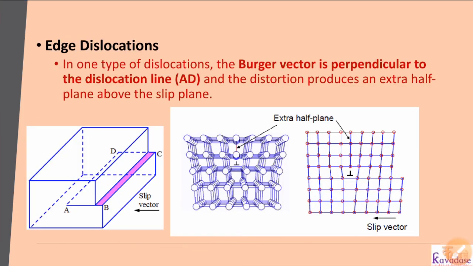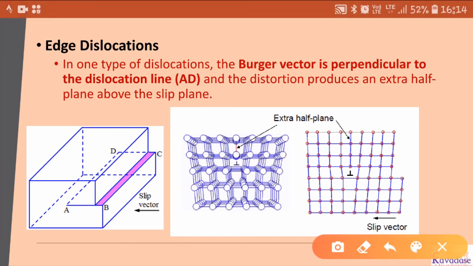Then edge dislocation. In this dislocation, the Burgers vector is perpendicular to the dislocation line AD, and the distortion produces an extra half plane above the slip plane. So this is edge type of dislocation. In this example, the dislocation line AD is perpendicular to the slip vector. If it is perpendicular, it is known as edge dislocation.